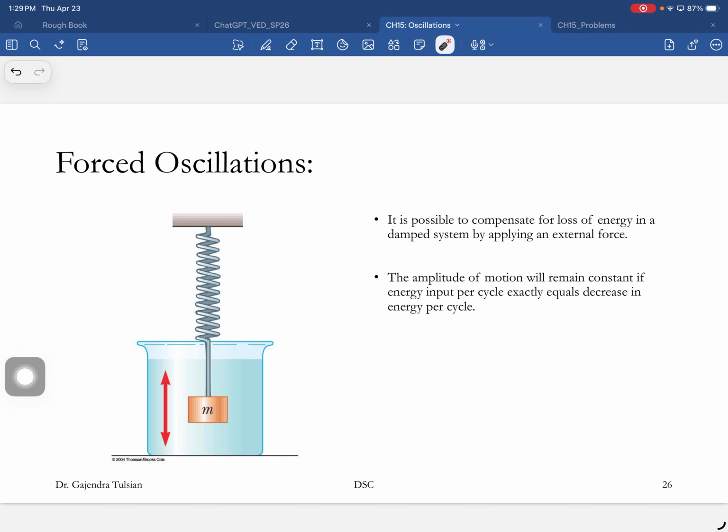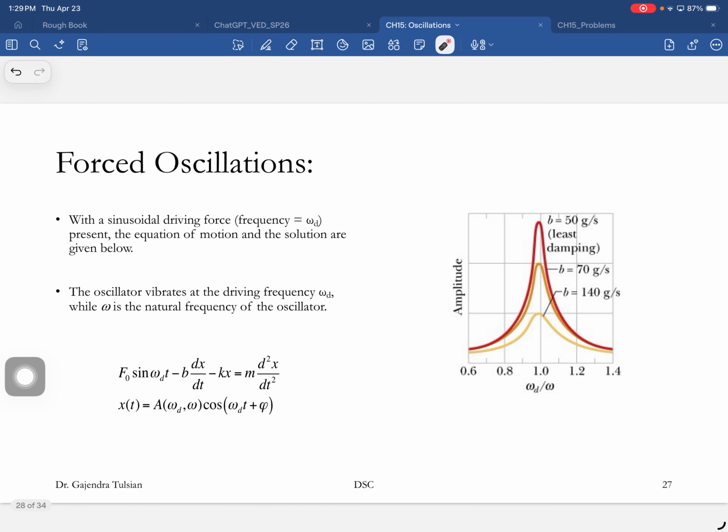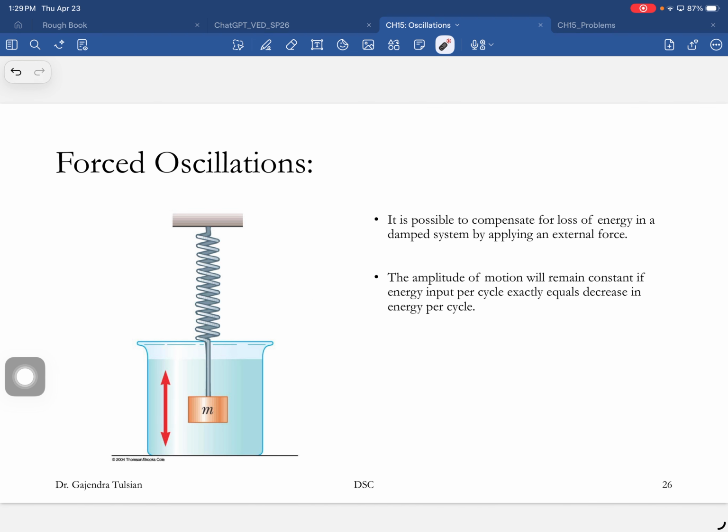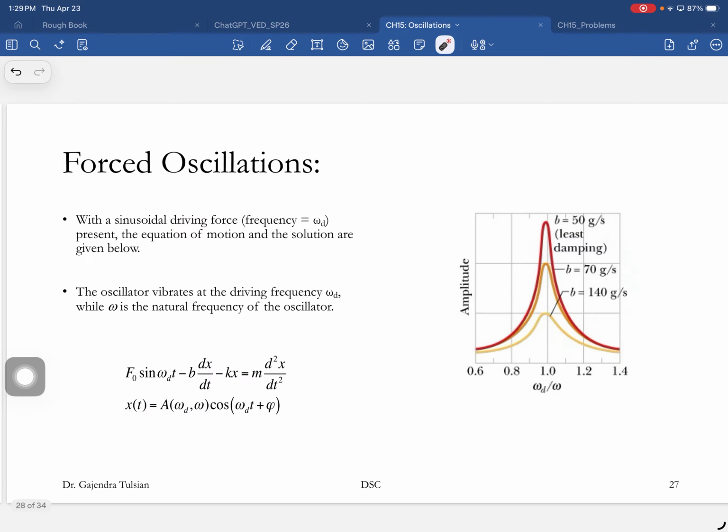So now you're forcing the oscillation. It's possible to compensate for loss of energy in a damped system by applying an external force. So that's what happens: you have a child on a swing in a park. You set him in motion, and then the child starts crying. What do you do to shut up the child? You push. That's what you do. We're going to compensate.